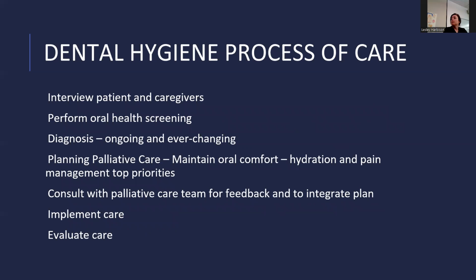So let's see. That's the process of care. That just summarizes what you might do with a patient if you go into a nursing home: interview the patient and caregiver, perform the oral health screening, and figure out what's going on. You're going to do your dental hygiene diagnosis, and plan the palliative care. What do you need to do? Consult with the care team. There's a whole group of people in the palliative care team, so you want to consult with them. And then you implement your care and evaluate your care.